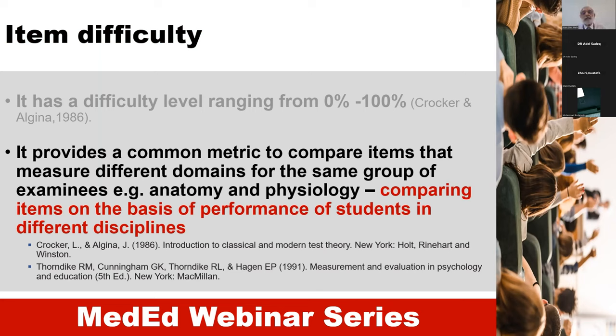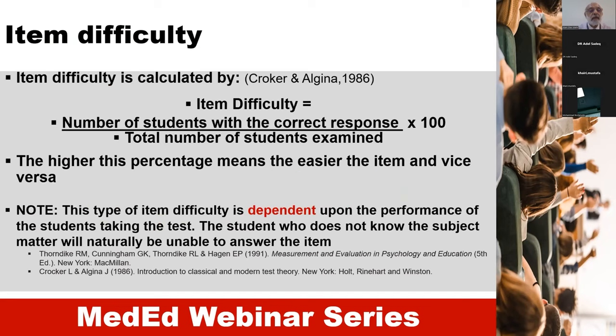And it provides a common metric to compare items that measure different domains. So we can compare the different disciplines, like, for example, anatomy and physiology. So comparing items on the basis of performance of students in different disciplines. So item difficulty can help us not only to assess the students, but also to compare their performance in different disciplines.